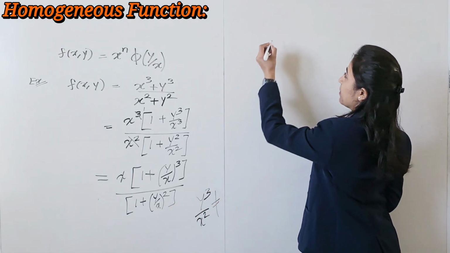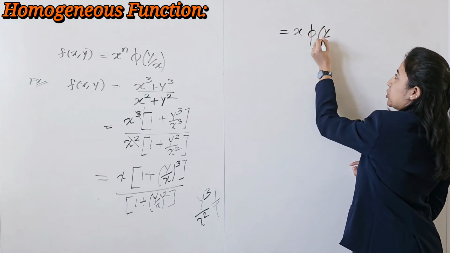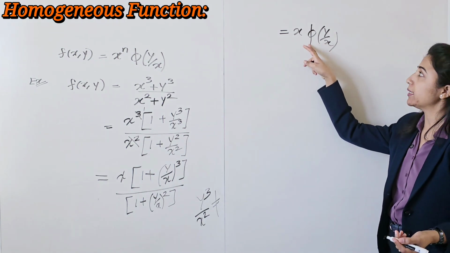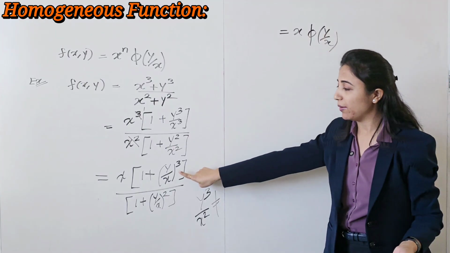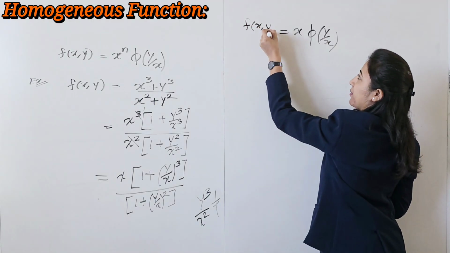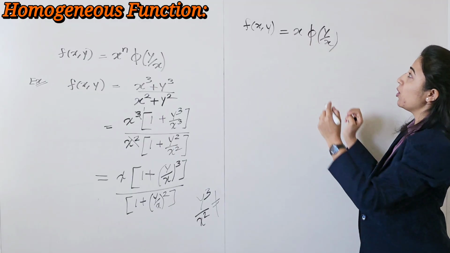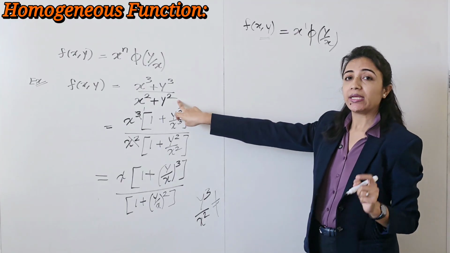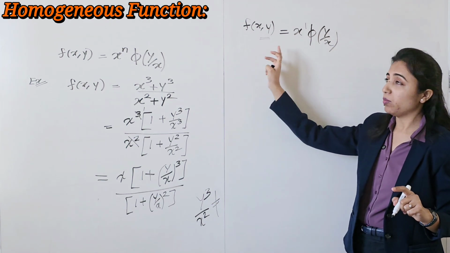So this is nothing but a new function, and we can write it as a function of y by x. You can denote it by any notation because it is a new function. You can write g, h, phi, anything. So here x phi of y by x means it is a function of y by x. Now see here, we have taken the function f of x comma y, and we can express it in the form x phi of y by x. So here the power of x is 1. So we can say the function f, our given function, is homogeneous of degree 1.